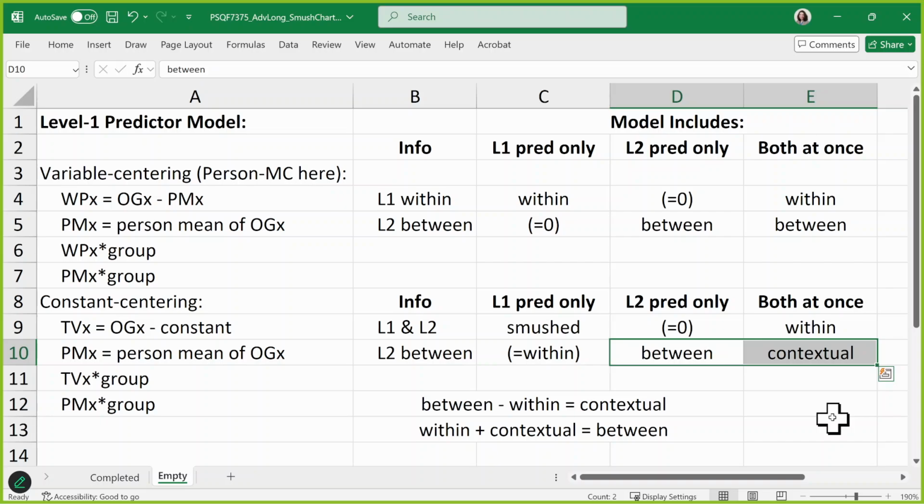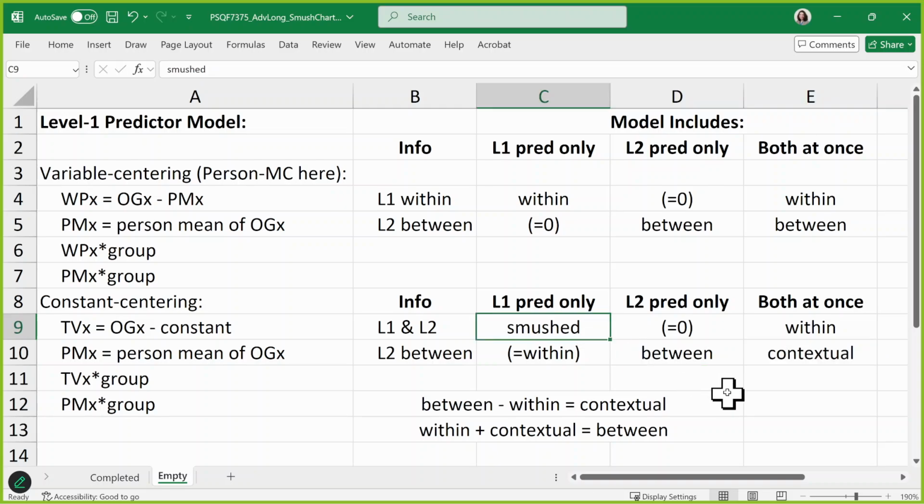Let's see. Let's do variance explained. If I fit a smushed effect, is that going to predict the level 1 variance, the level 2 variance, or both?